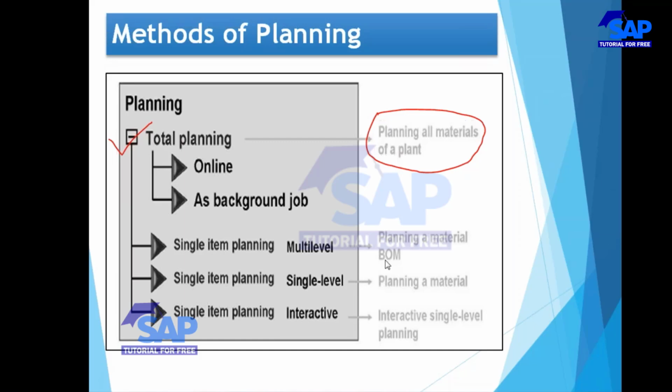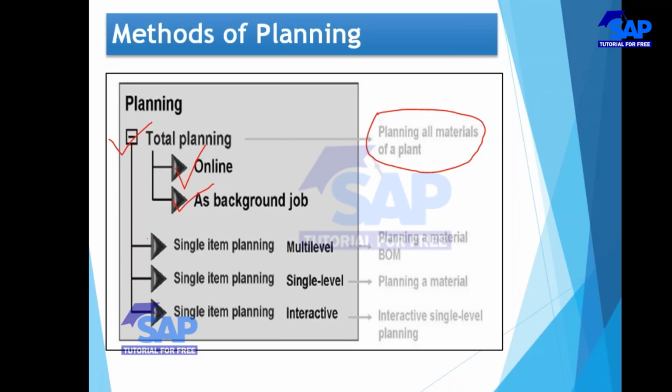Total planning, which is called planning at plant level, you can again do in two ways. One is online, that means a front end planning run, and another one is as a background job. At a predefined interval, you put it as a background job, so at that time the MRP run will automatically get executed. So this is the total planning.